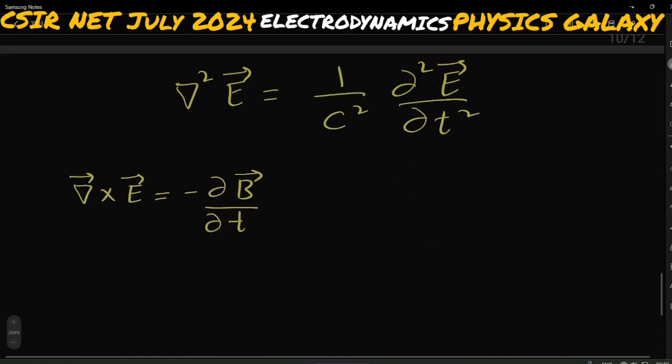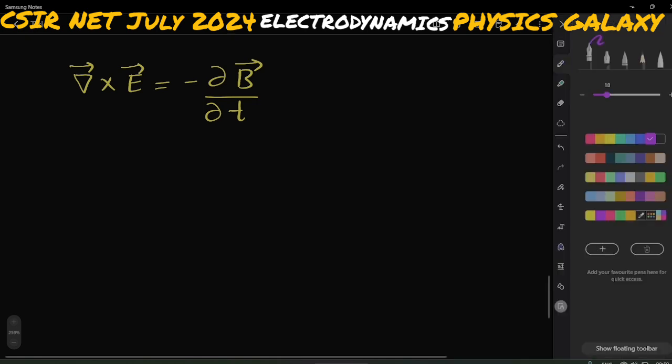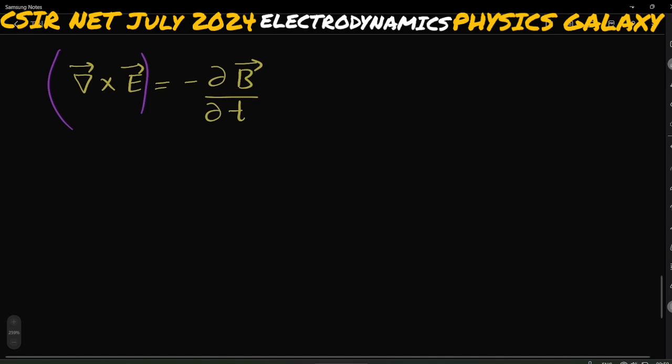So let's write down the third Maxwell's equation, which is curl of E equals minus dou B by dou t. Okay, so this is Faraday's law. We remember that when we are deriving this wave equation, we take the curl on both sides of this equation. So let's do that. We take curl on both sides.